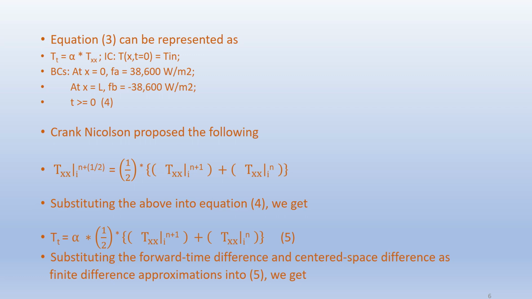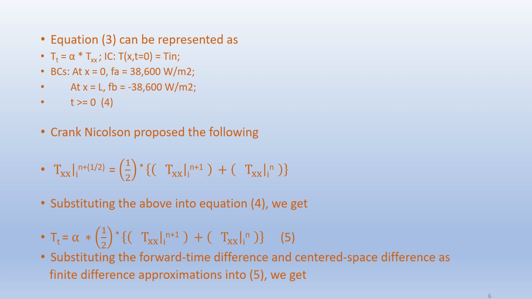Crank-Nicholson proposed the following. Txx at i, n plus half equals half times Txx i, n plus 1 plus Txx i, n. Here the second spatial derivative is considered as the average of the two time steps n plus 1 and n. Substituting the above into equation 4, we get Tt equals alpha times half times Txx i, n plus 1 plus Txx i, n.